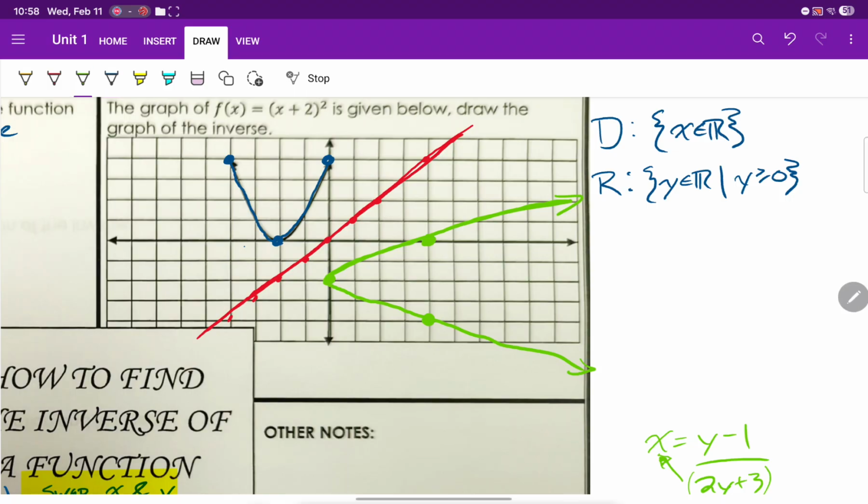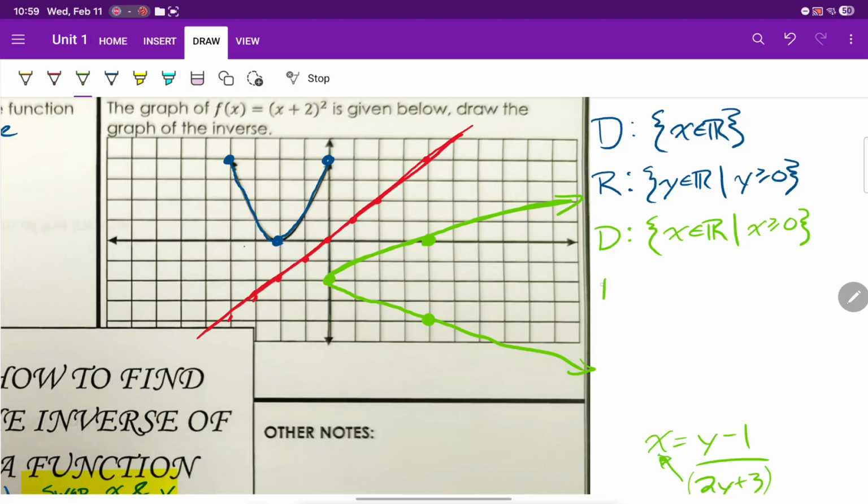Now, when we look at our domain and range of our green function, again, you can think about this for a second. Kind of pause. If you want to pause the video at any time here, feel free to. Our domain of that green function is going to be x is an element of all real numbers such that, now notice how it only goes to the right. The furthest point to the left on that green graph is at 0. So x is greater than or equal to 0.